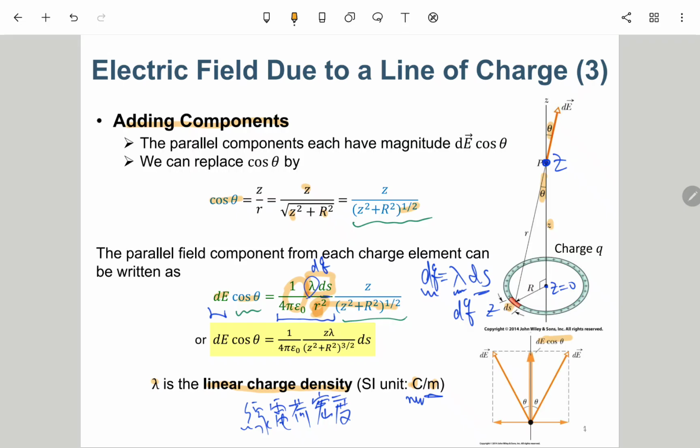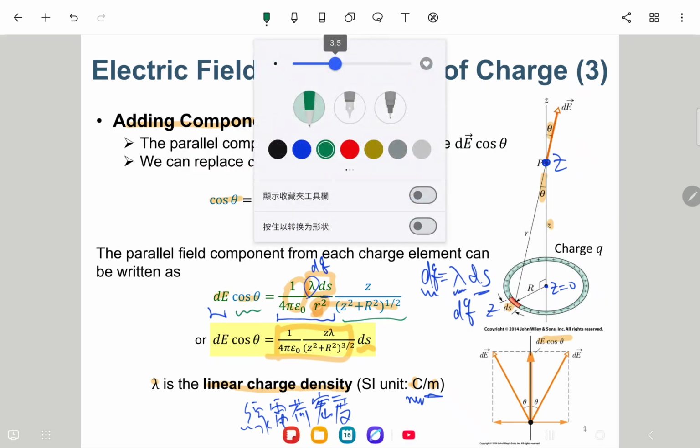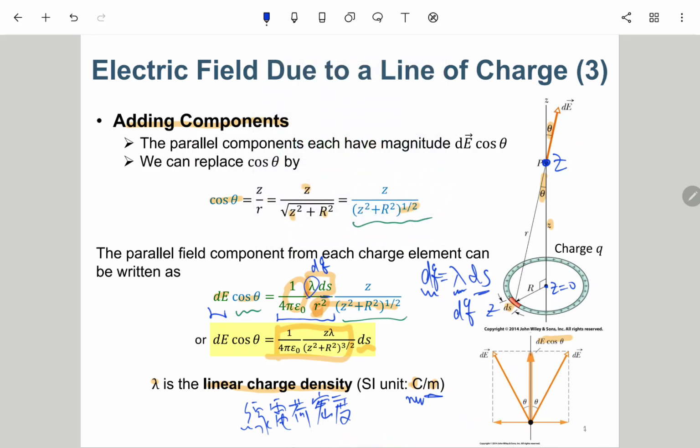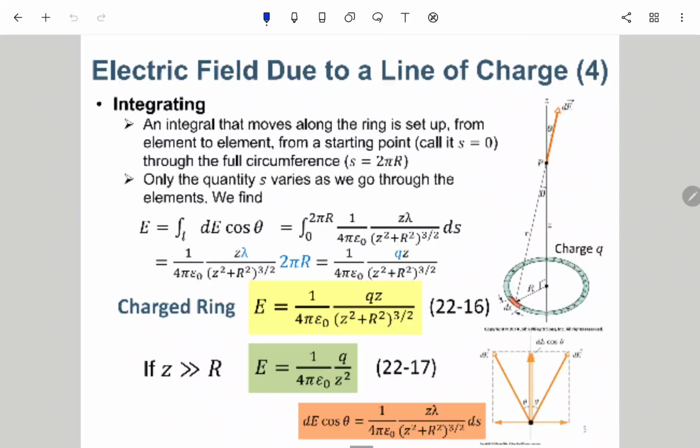Then we will be able to integrate it. This whole term is independent of ds, so along the line we are integrating, it is a constant. You may consider that we don't necessarily need calculus here, but as I mentioned, this is just to familiarize you with the whole process. If in some case we really need calculus, then this is an easy example for you. So this is the expression we are ready to integrate.